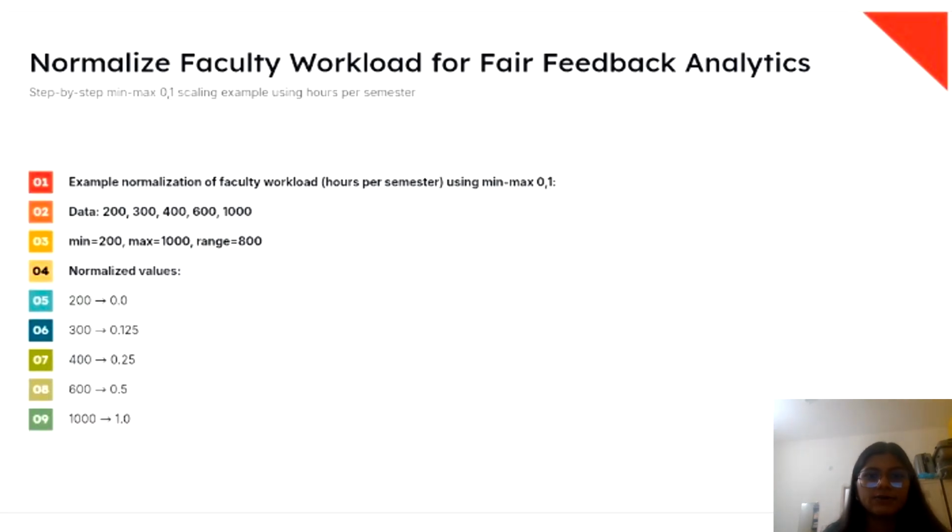Normalize faculty workload for fair feedback analytics. Here is a step-by-step min-max 0 to 1 scaling example using hours per semester. Example: normalization of faculty workload using min-max 0 to 1, with data 200, 300, 400 given. We find the min, max, and range. Using the formula we find the normalized values: 200 goes to 0.00, 300 to 0.14.